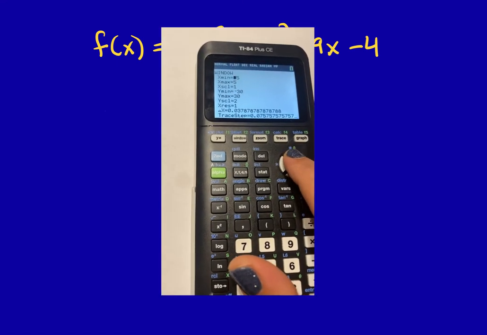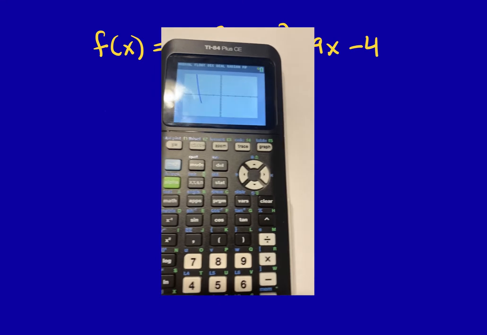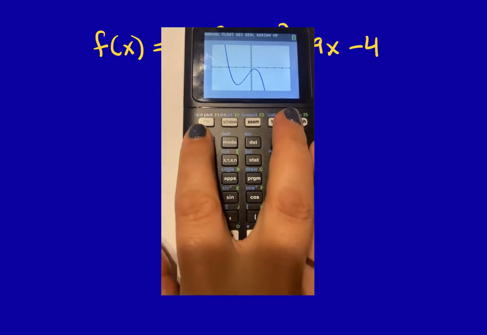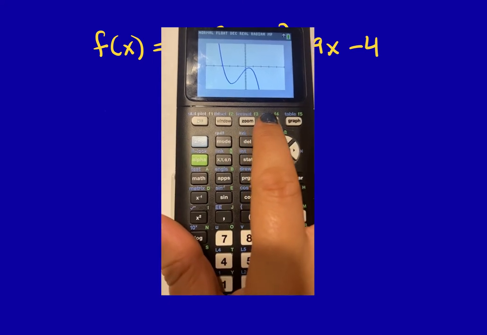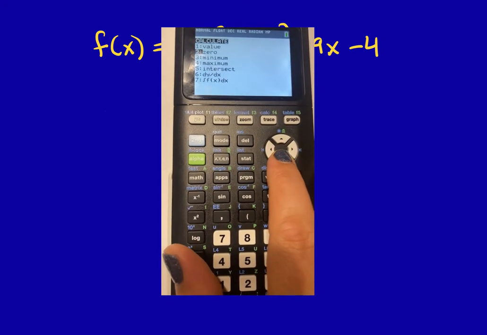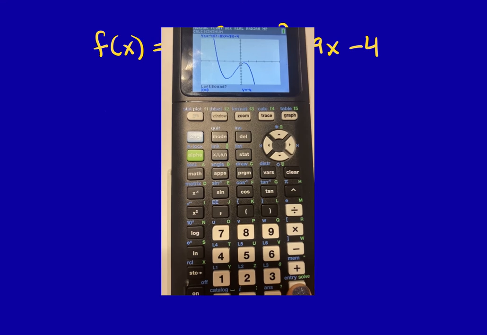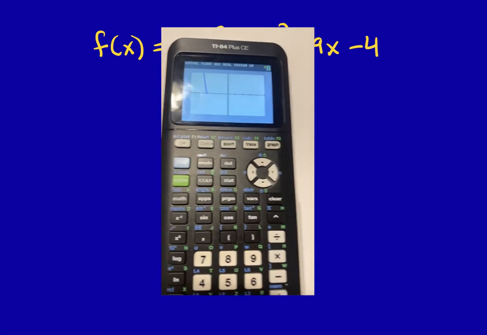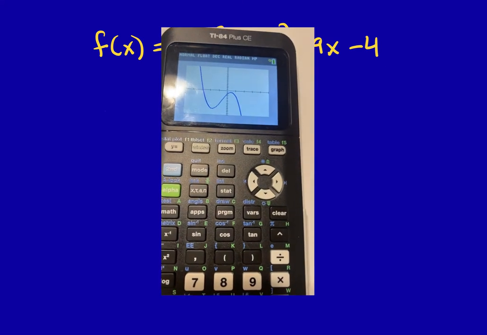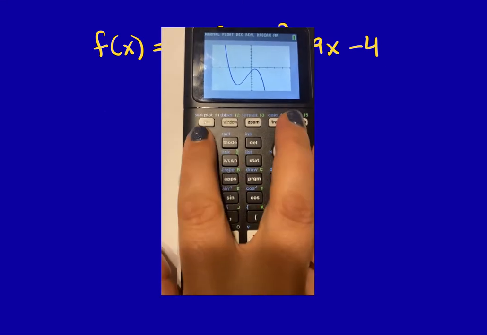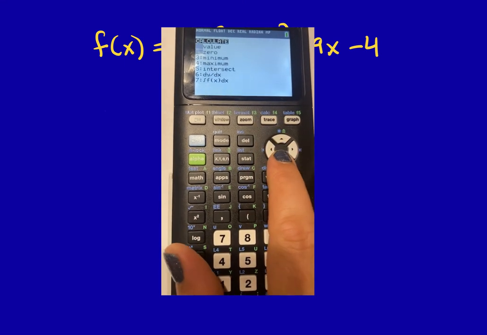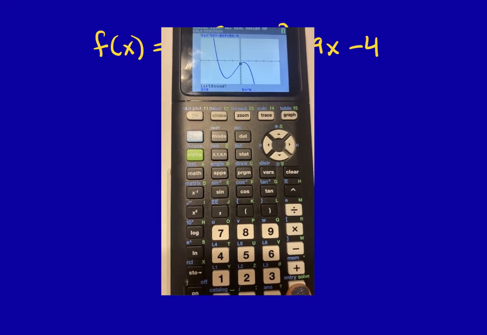In my window, I adjusted my x values to range from -5 to 5. Now I have a pretty good graph. So I don't have an absolute max or an absolute min, but I'm going to find my relative min. So let's back up a little bit. Here's my graph. What I did is I hit second trace. I'm going to calculate a minimum.